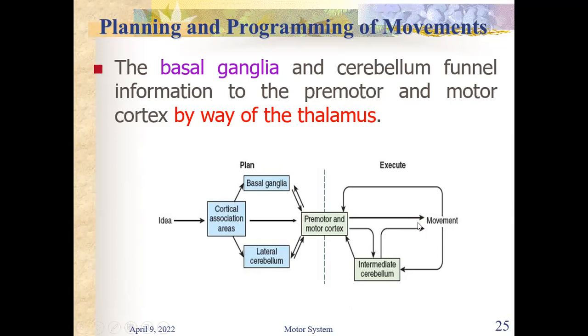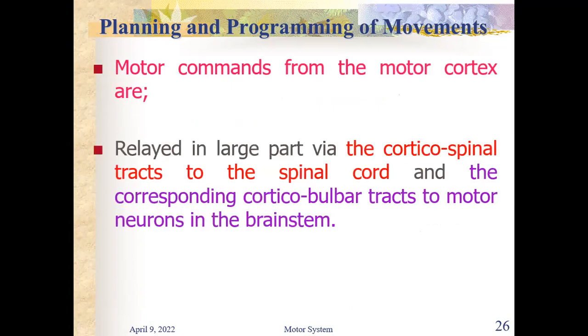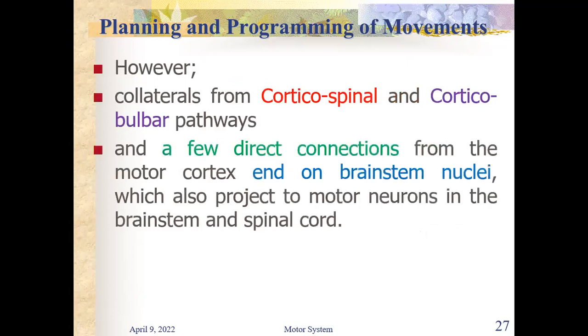You see the basal ganglia is involved, the motor cortex is involved, the cerebellum is involved, all of them are involved. So motor commands from the motor cortex are relayed via the corticospinal tract to the spinal cord and the corresponding corticobulbar tracts to the motor neurons in the brainstem. We've already explained this. However, collaterals from the corticospinal and corticobulbar pathways and a few direct connections from the motor cortex end on the brainstem nuclei and the motor neurons in the brainstem.